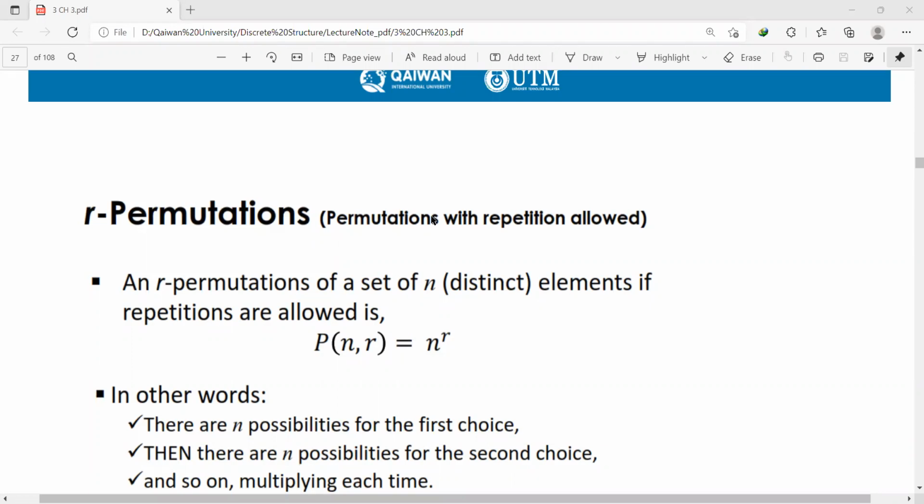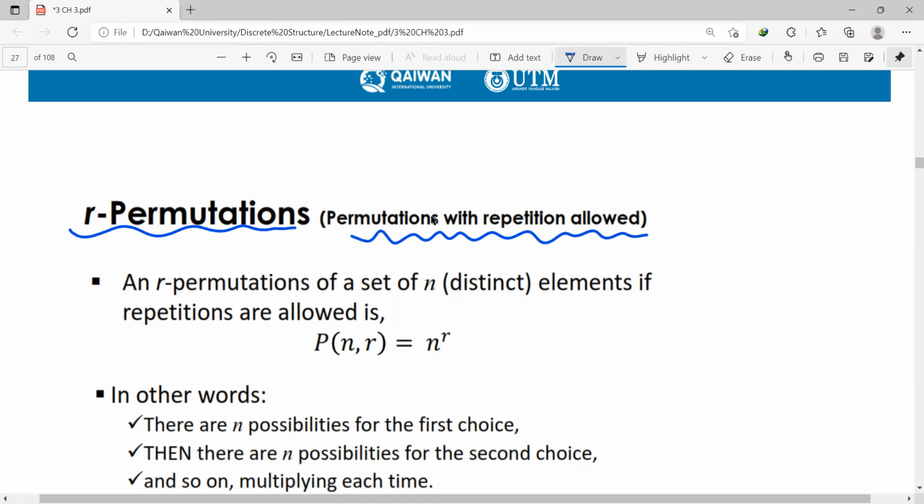In the previous lectures, we talked about basic counting principles: the multiplication and addition principles. We also talked about permutations with no repetition, and we finished that. And now we have the case where repetition is allowed.